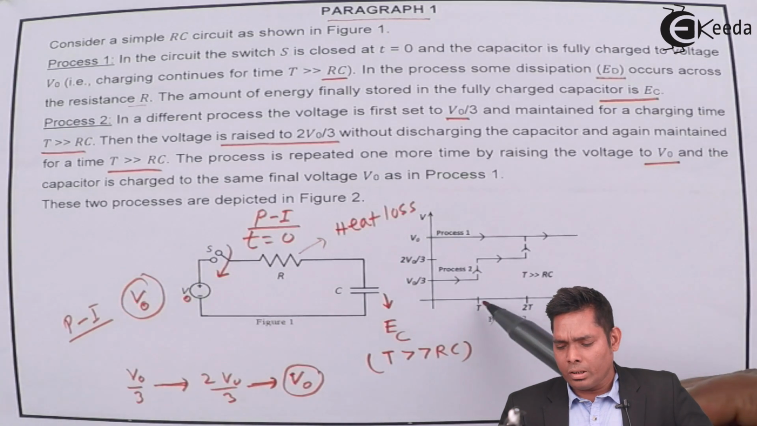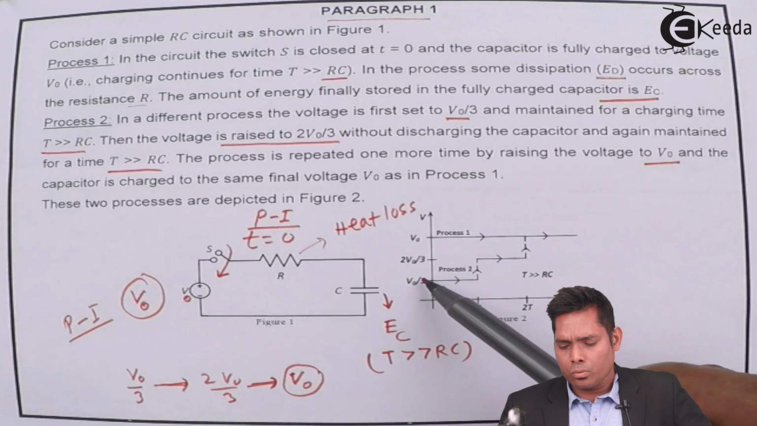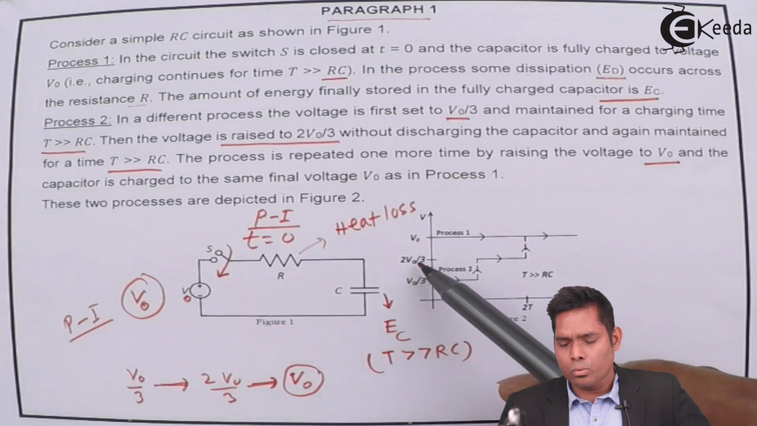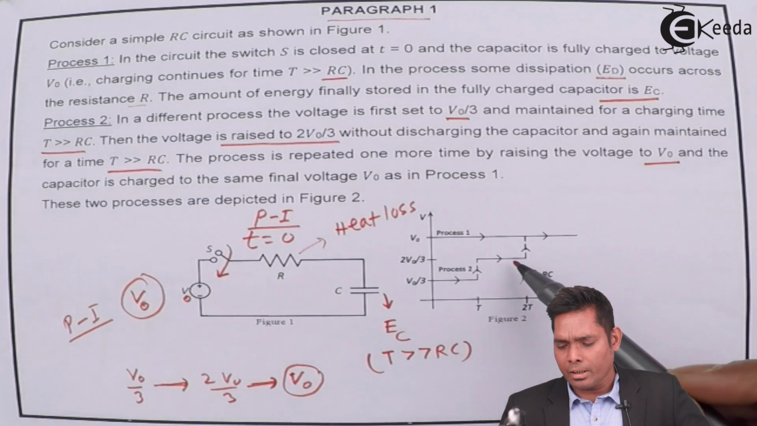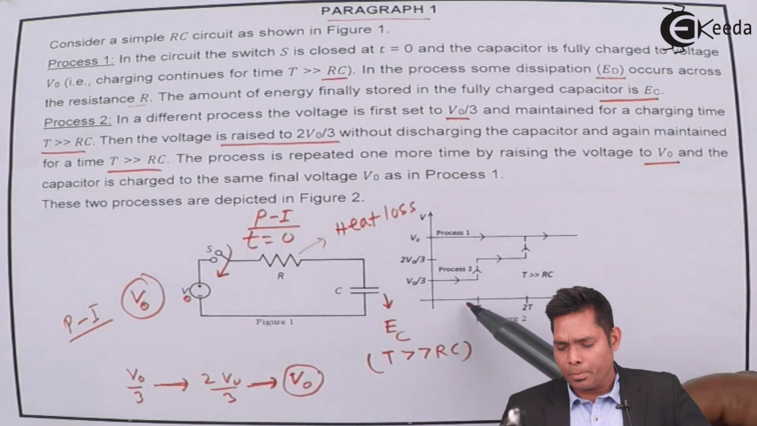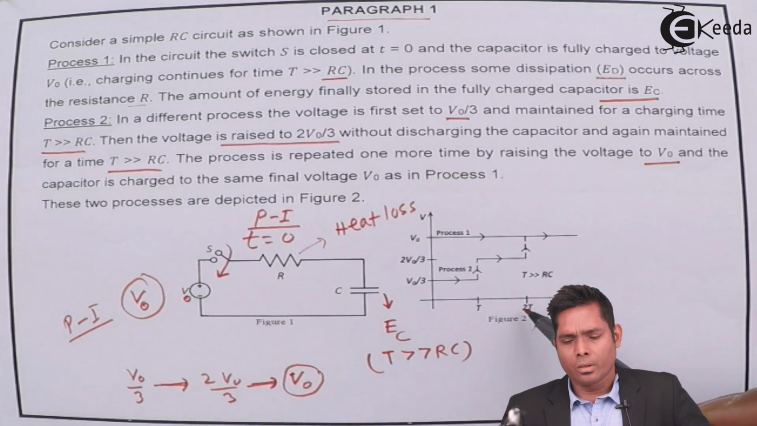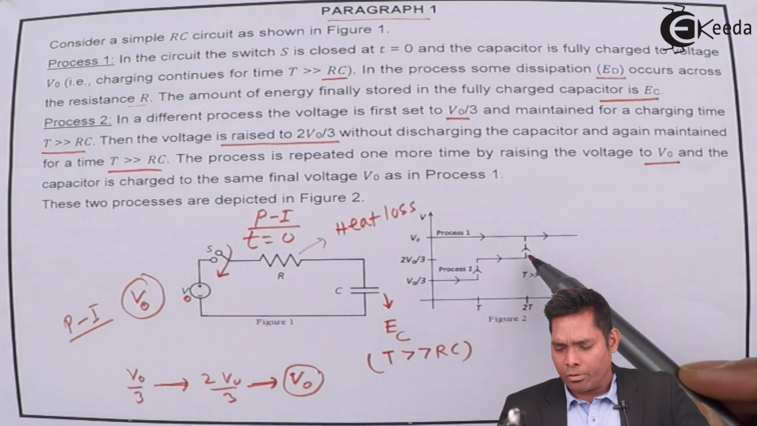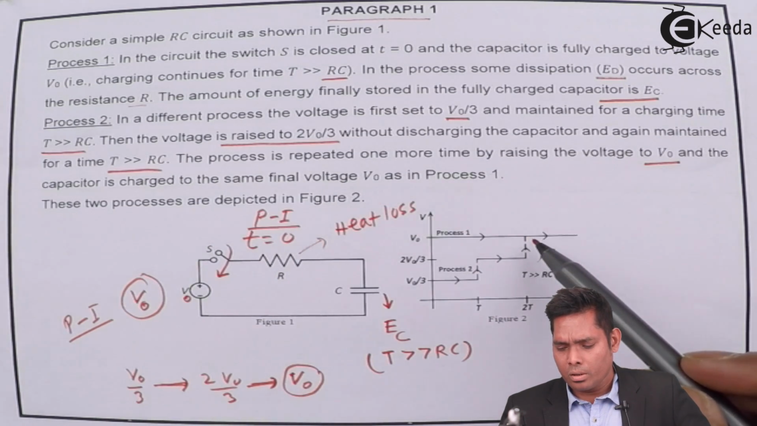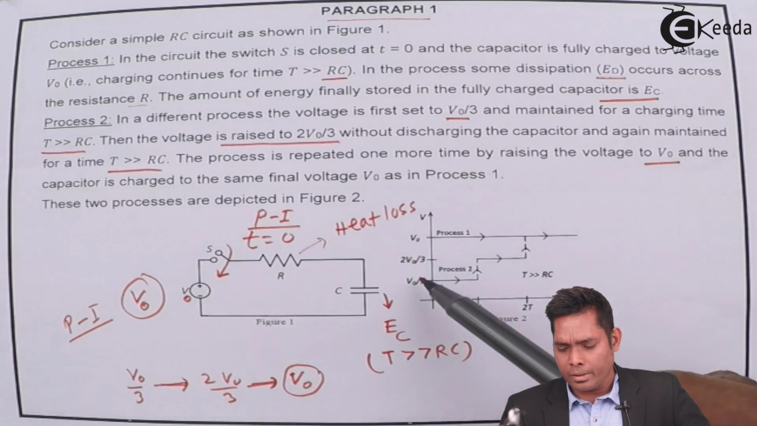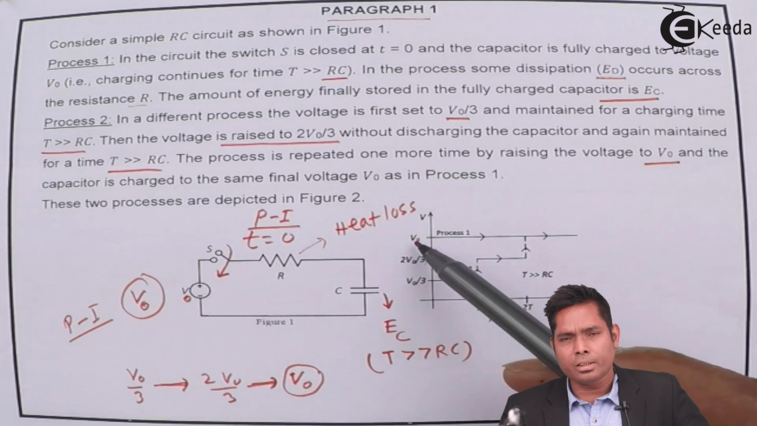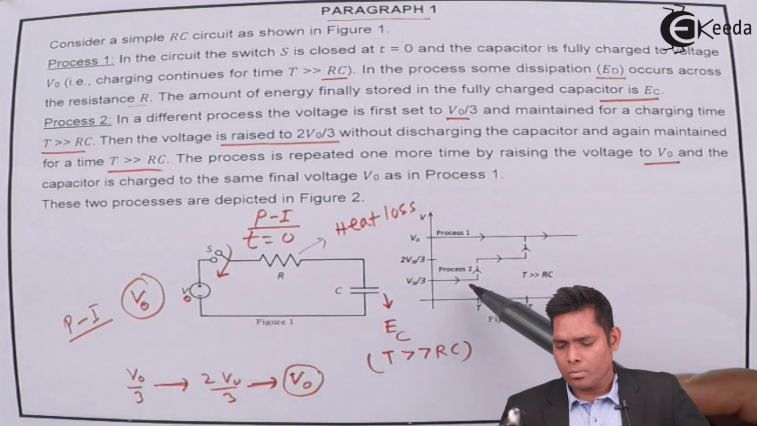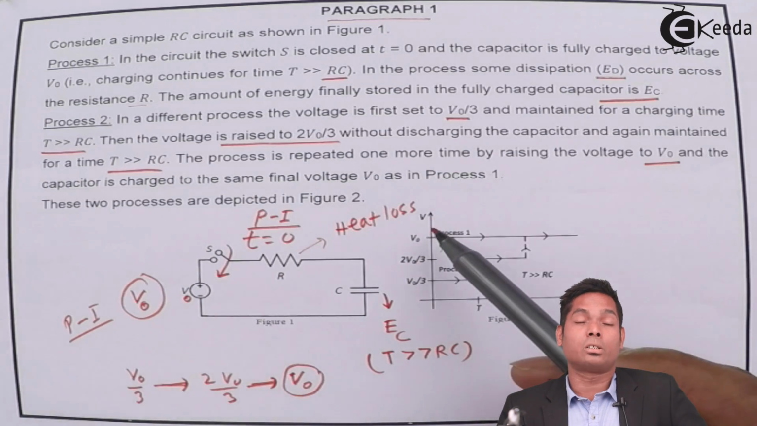After this time, we step up the voltage by this amount, so it becomes 2 V0 by 3, and that also continues for the same period of time t. So the total time is now t plus t, that is 2t. Next, we increase the step once more, by this amount. So 2 V0 by 3 plus V0 by 3 is 3 V0 by 3, that is V0. So in 3 steps, 1, 2 and 3, finally it attains a voltage V0.